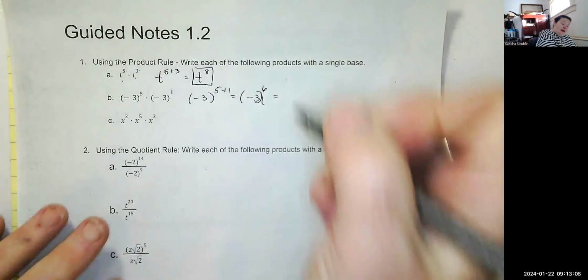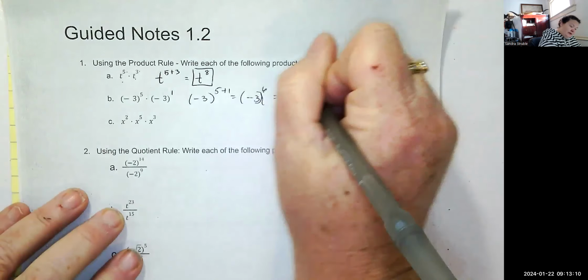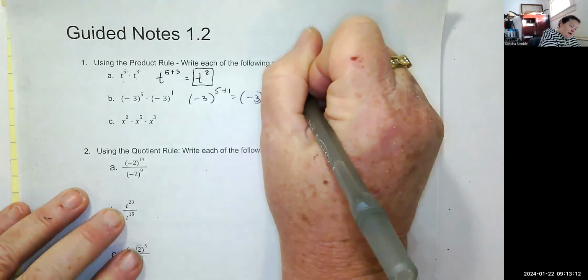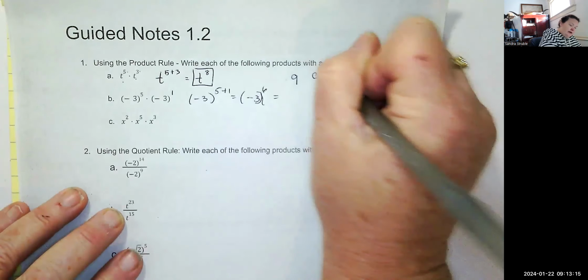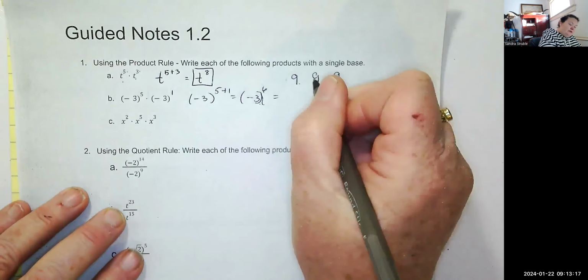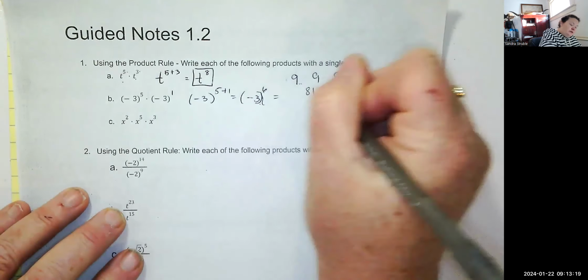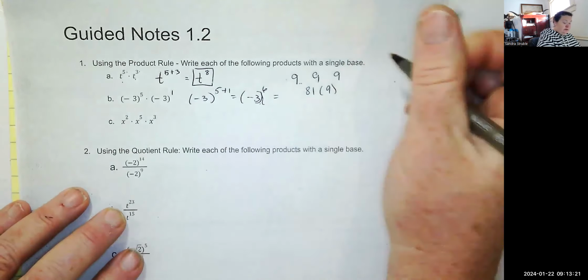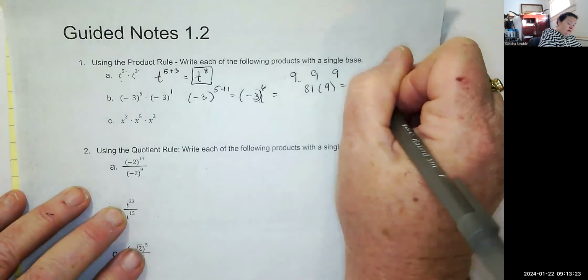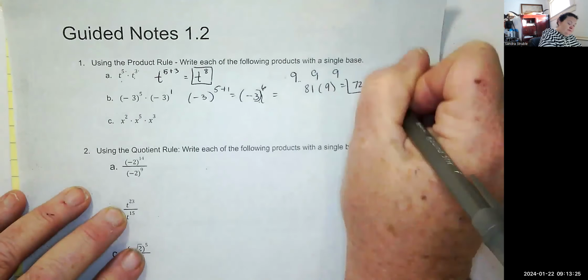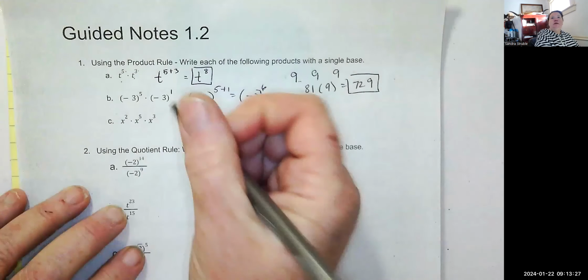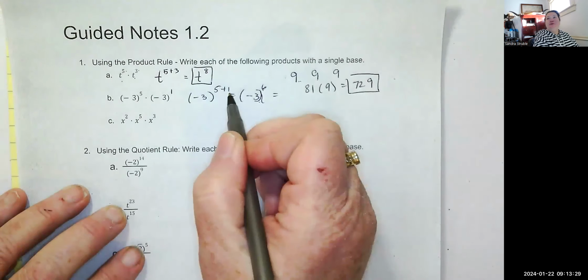I don't know if I can do that high. So two of them would be 9, and then 9. -3 times -3 is a 9. So 9 times 9 is 81. Times 9 is, oh God, that's 729.